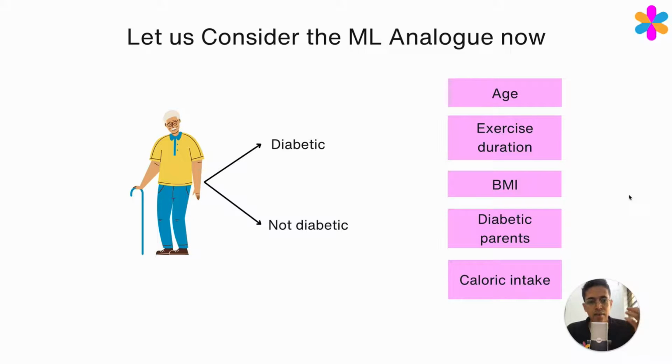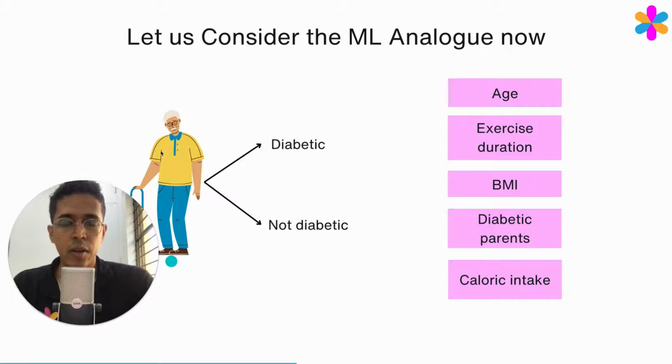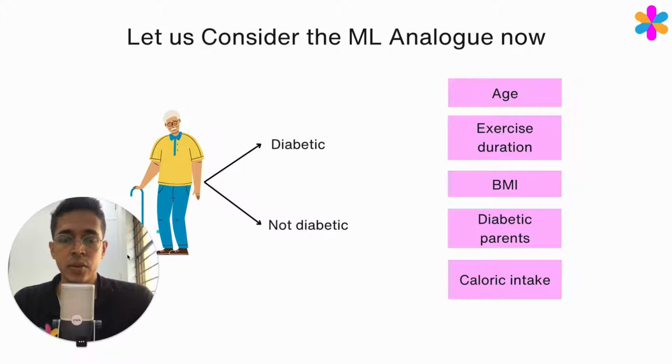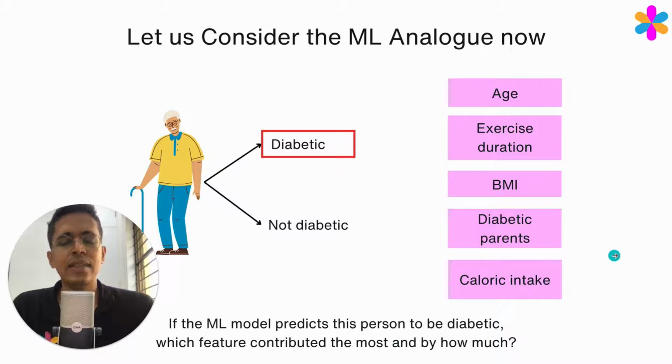And let's say we have a pre-trained ML model which can actually make a prediction for a particular person with a set of features. So this person may have age 65, exercise duration might be 40 minutes per week, BMI might be 23, whatever, right? So there could be some specific values for this specific patient. And let's say the ML model predicts that this person is diabetic based on these values of these features. Now, how do we say which among these 5 features contributed the most towards this person being classified as diabetic? How do we say that?